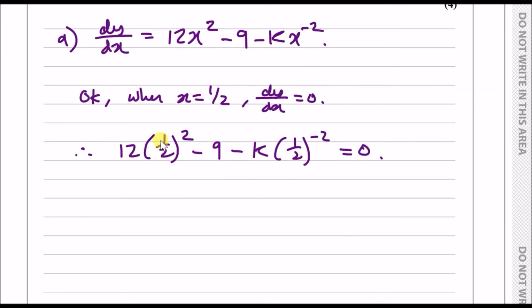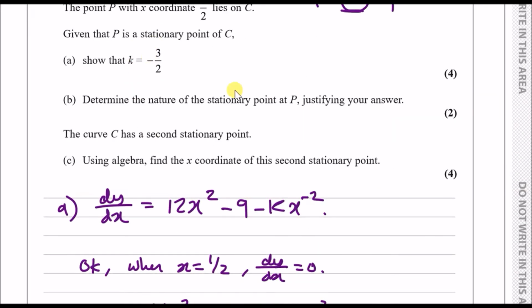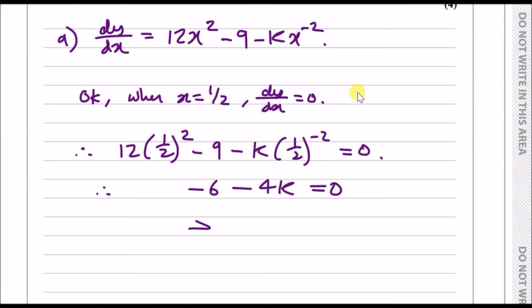So I would put the first two terms in the calculator, and doing so, you're going to get a minus 6. And if you write a half to the power minus 2 in the calculator, you're just going to get a 4. So this would be minus 4 times k, and that all equals 0. Now this is straightforward. You just have to make k the subject to get minus 3 over 2. So just rearranging this, you can see that k is going to equal 6 over minus 4, which is actually minus 3 over 2. And that's A done.